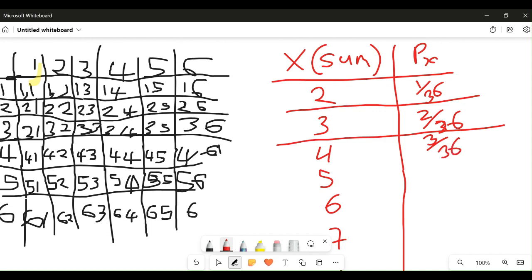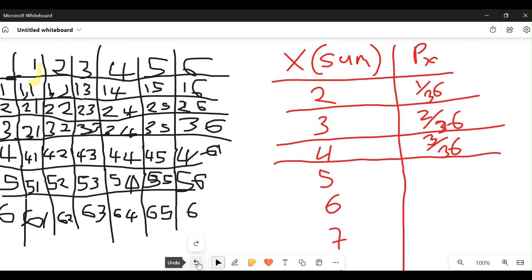Okay, that's for 4. Now we have to check for 5, which of them give us 5. 1 and 4 gives 5. 2 and 3 is 5. 3 and 2 is 5. 4 and 1 is 5. So we have how many outcomes? We have 4 outcomes. And by implication, their probability will be 4 over 36.